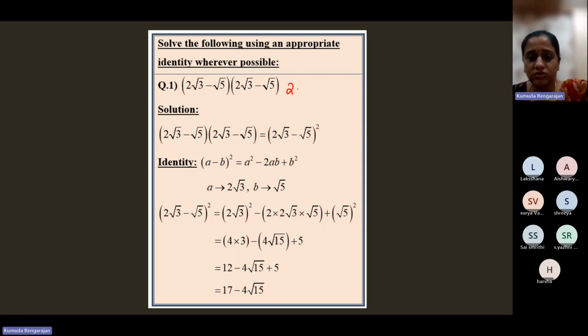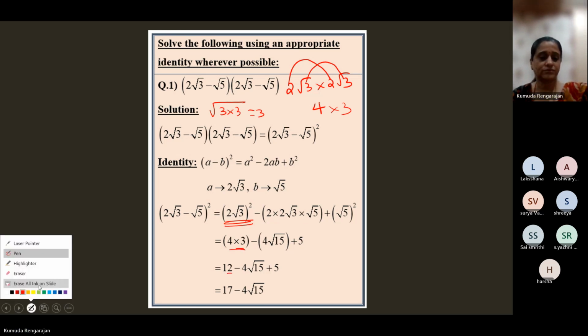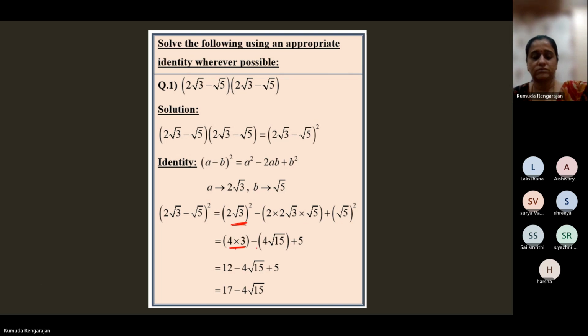Now 2 root 3 the whole square is 2 root 3 into 2 root 3. 2 2s are 4. Root 3 into root 3 is 3. From 2 3s, 1 3 out. So 3. So 4 into 3 is 12. And this is 2 into 2 into 2, 4 root 3 into root 5 is root 15. Root 5 into root 5 is 5. And now 12 plus 5 is 17. So 17 minus 4 root 15.